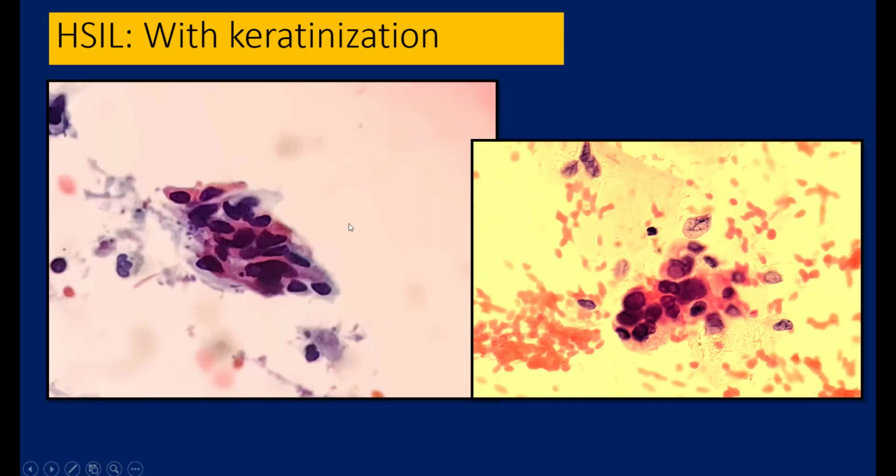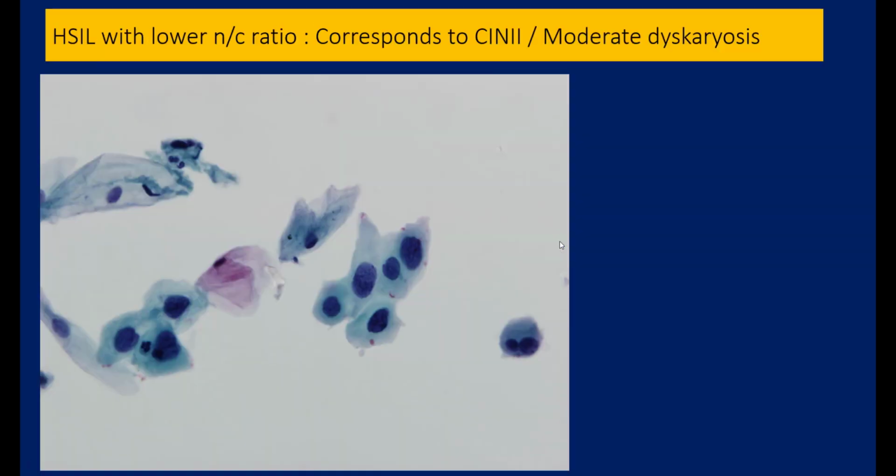Right, this is a case of HSIL with keratinization. HSIL cells can show a quite significant amount of keratinization. As you can see over here, a very tight aggregate of cells. Keratin here, the cells have very angulated, sharp outlines, almost looking like the spindle-shaped cells, suggesting that possibly there is an invasion. And here a more rounded cell with keratinization. So the amount of keratinization can be very variable.